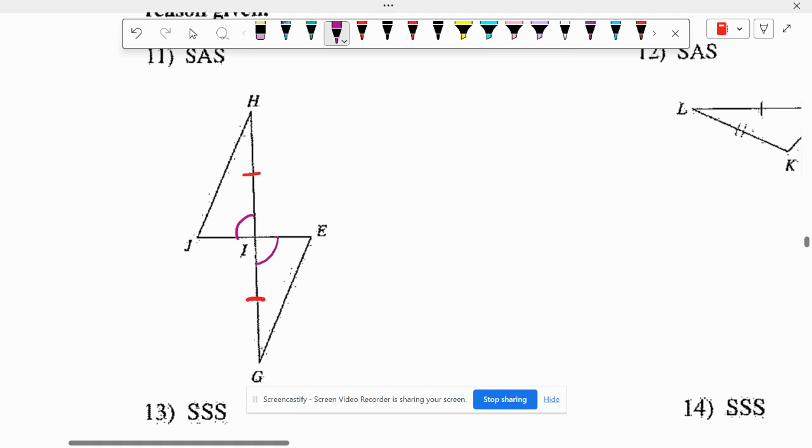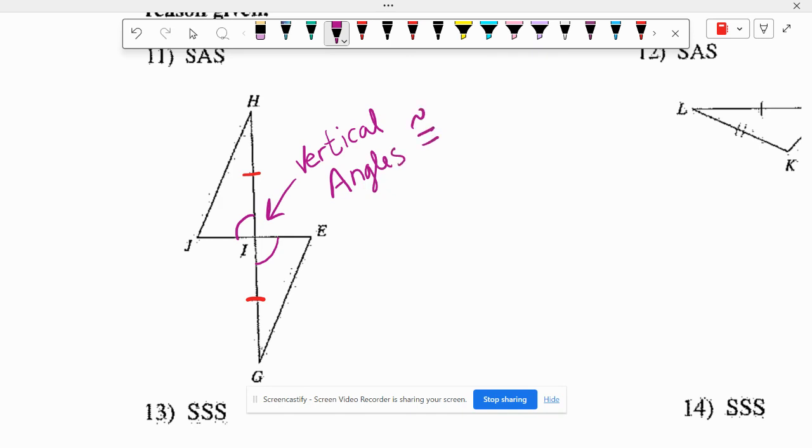G. Good job. Why are those congruent to each other, Jacob? What kind of angles are they? Vertical. Yeah, those are vertical angles. And remember that vertical angles are always congruent. Yeah, good job. So there's my side angle. What's the missing side?